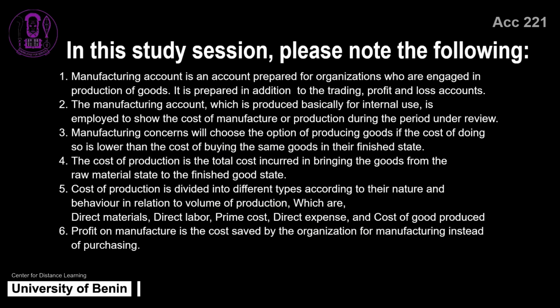3. Manufacturing concerns will choose the option of producing goods if the cost of doing so is lower than the cost of buying the same goods in their finished state. 4. The cost of production is the total cost incurred in bringing the goods from the raw material stage to the finished goods state. 5. Cost of production is divided into different types according to their nature and behavior in relation to the volume of production, which are direct materials, direct labor, prime cost, direct expense, and cost of goods produced. 6. Profit on manufacture is the cost saved by the organization for manufacturing instead of purchasing.